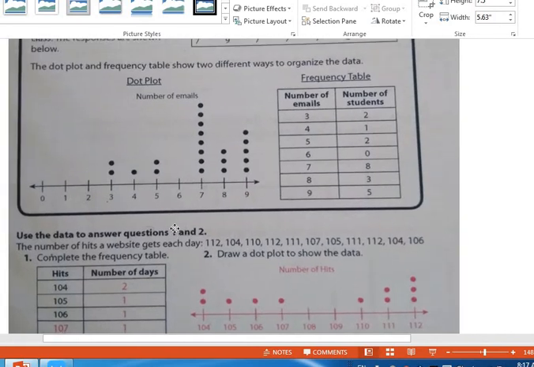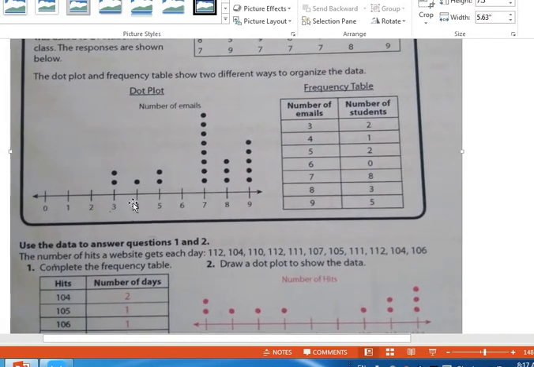Before going to this, we forgot to do this. Here for 3 emails I have just 2 students. Here the dots tell me the number of students: 1 student, another student. Okay, the black dots. So for 4 emails, just 1 student got 4 emails. So here for 4, this is the emails down, and the students are the dots. So 1 student.